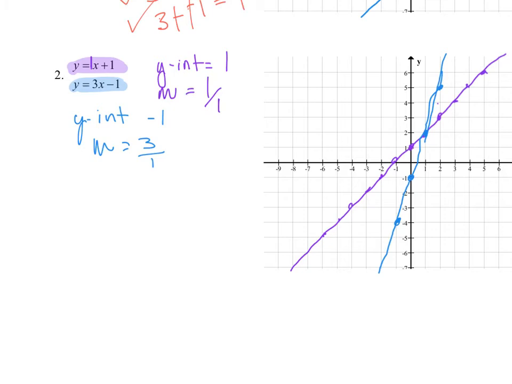Alright, we can now again see our solution is right there. This is 1 in the x and 2 in the y. So we're going to plug those in to check them. So is y, 2, equal to an x of 1 plus 1? Well, that's certainly true. Second one, is 2 equal to 3 times 1, which is 3, minus 1? Yep, that works too. So again, we have a correct solution.